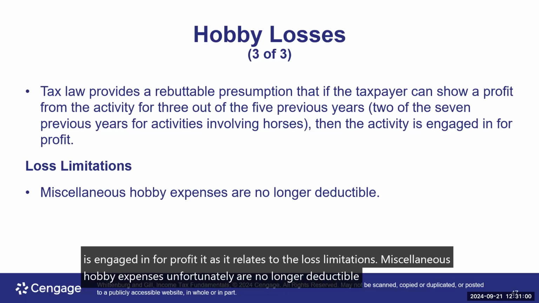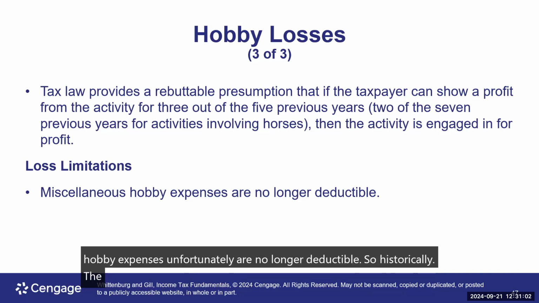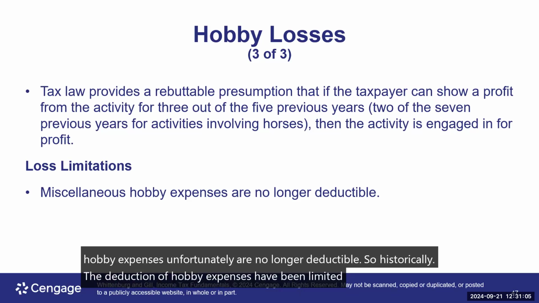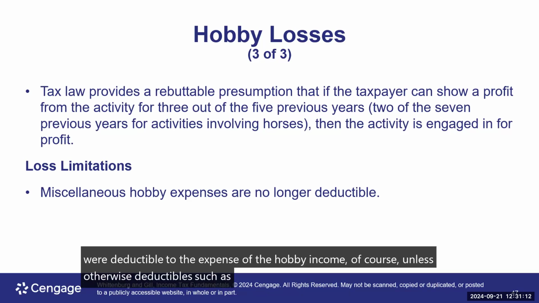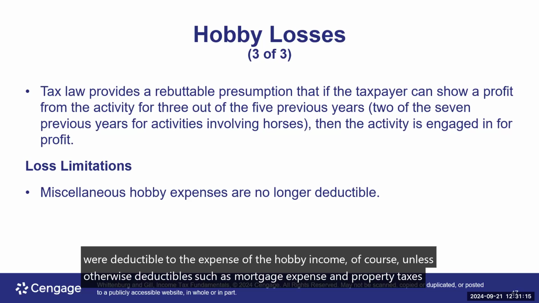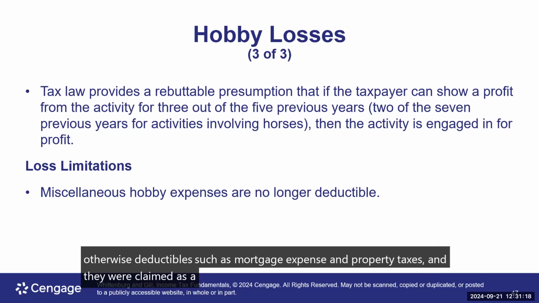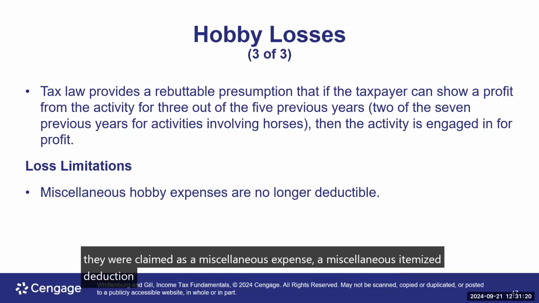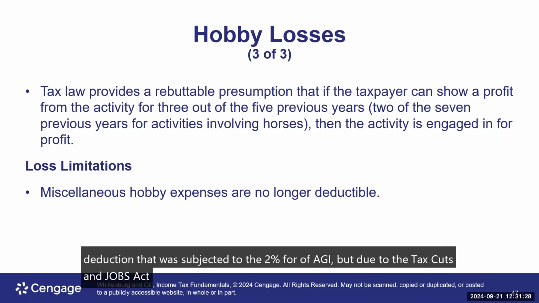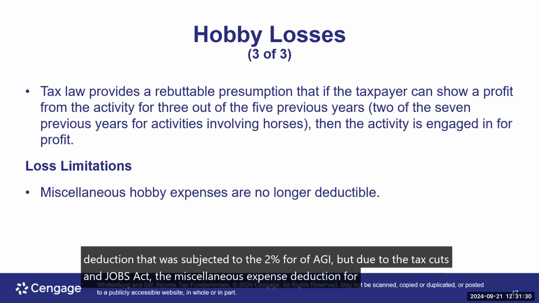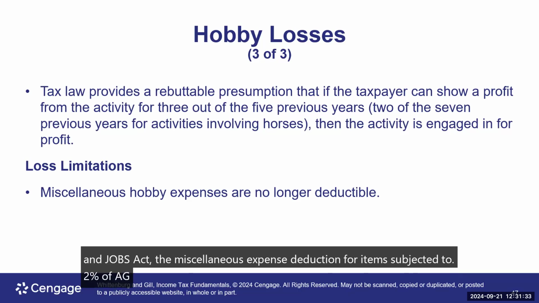So historically, the deduction of hobby expenses has been limited. Hobby expenses were deductible to the extent of the hobby income, of course, unless otherwise deductible, such as mortgage expense and property taxes, and they were claimed as a miscellaneous itemized deduction that was subject to the 2% floor of AGI. But due to the Tax Cuts and Jobs Act, the miscellaneous expense deduction for items subject to the 2% of AGI floor is suspended through 2025.